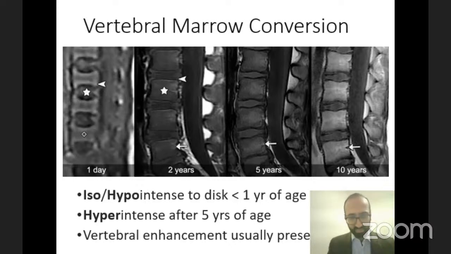Although it says, and this is from the paper that I quoted to you at the start of the talk, that vertebral enhancement, you can usually see it under 7. You can see it sometimes in older patients as well. And actually, vertebral marrow can look quite heterogeneous, even up to middle age, particularly in women.